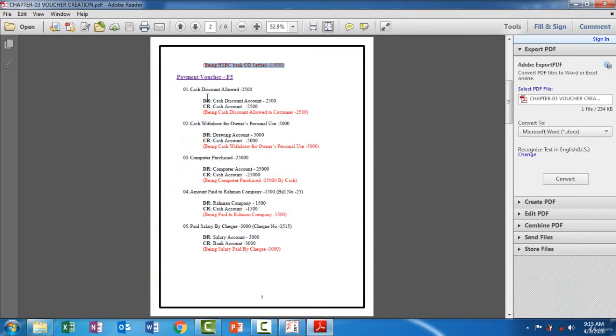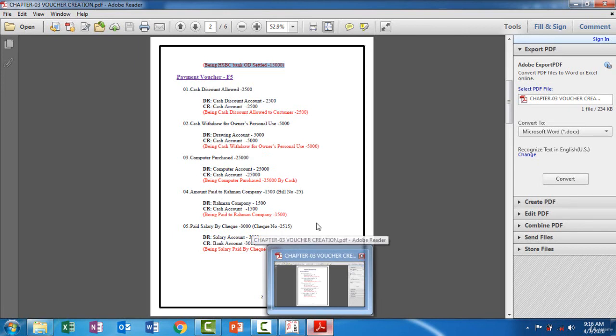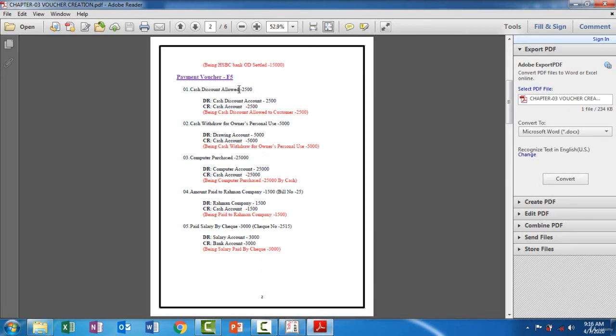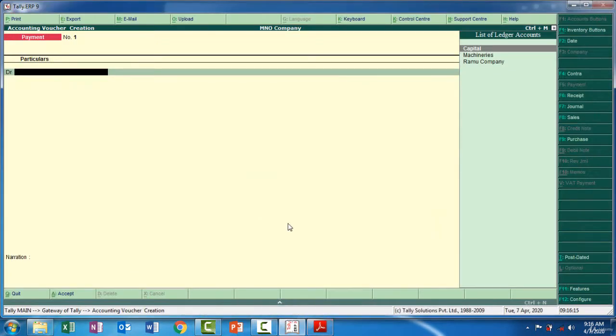Cash discount allowed 2,500. So if the cash discount allowed, cash account decrease, so cash discount allowed is one of the expenses, it is increase. So if it is an expense increase, it's a debit, and the cash decrease, so that's a credit. So cash discount account debit 2,500, cash account credit 2,500. So first we have to create cash discount allowed account.